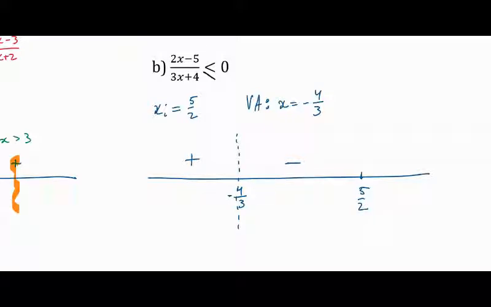Big positive number, 100. 200 minus 5 is positive. 300 plus 4 is positive. Positive over positive is positive.